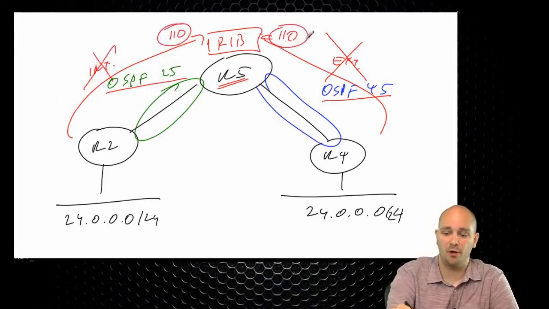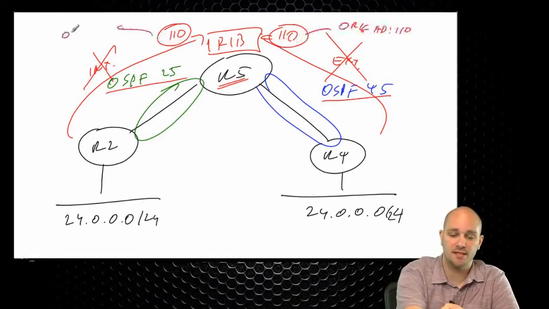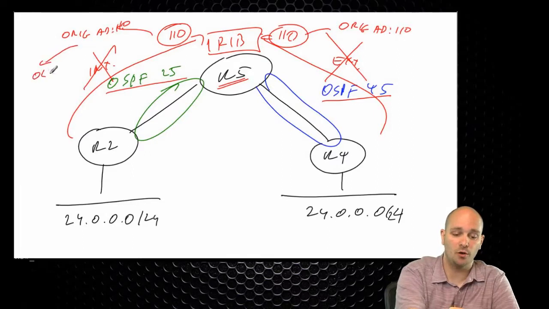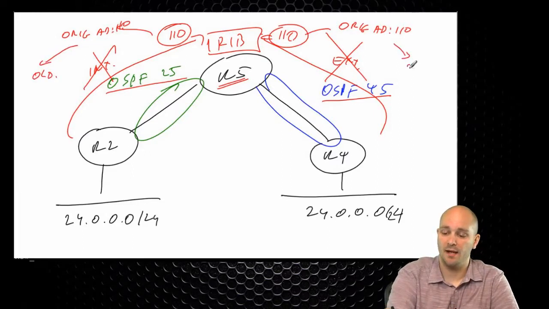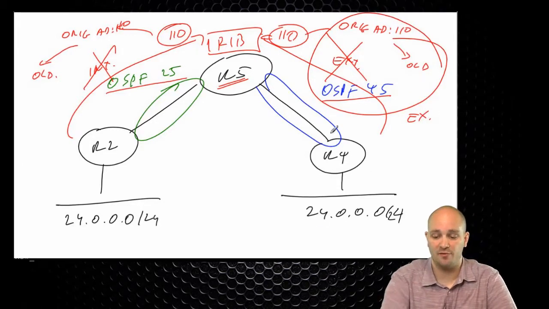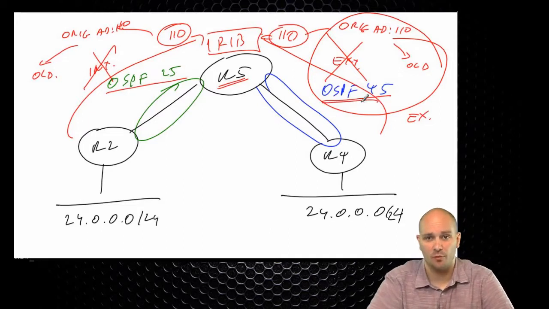If this is not comparable, we are going to go for the original admin distance, which is 110 here, and the original admin distance here of 110. If this is the same, as it is the same, we go for the oldest route. And in this case, the oldest route is the route from here, which happens to be the external OSPF route inside this OSPF 45 process. But this doesn't matter anymore.